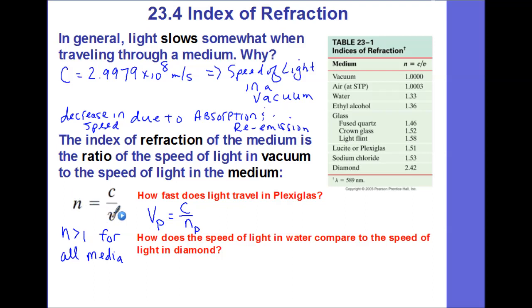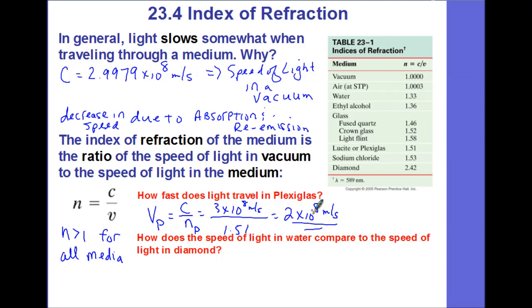N would go back into the denominator, and we can go ahead and write that as 3. I'm going to use just one sig fig. 3 times 10 to the 8th meters per second divided by 1.51, the index of refraction for plexiglass, and we get about 2 times 10 to the 8th meters per second. So we've reduced the speed from 3 times 10 to the 8th to 2 times 10 to the 8th meters per second.